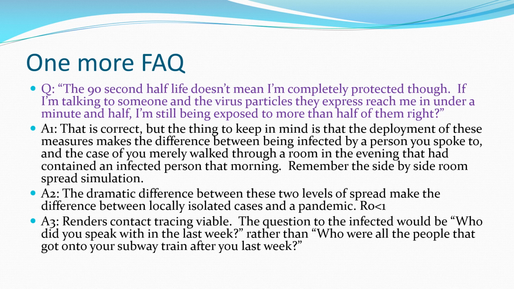Answer 2, the dramatic difference between these two levels of spread makes the difference between a locally isolated case and a pandemic. This would keep R naught less than 1. Answer 3, this renders contact tracing viable. So the question to the infected would be, who did you speak with in the last week, rather than who were all the people that got onto your subway train after you last week.